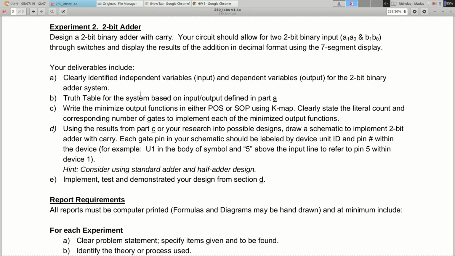All right, so part D, talk about half adder, full adder. Work your way to a schematic to implement the 2-bit adder. And that's got to have your pin numbers and part numbers and all that stuff, right? Because that's the circuit you're going to actually implement.